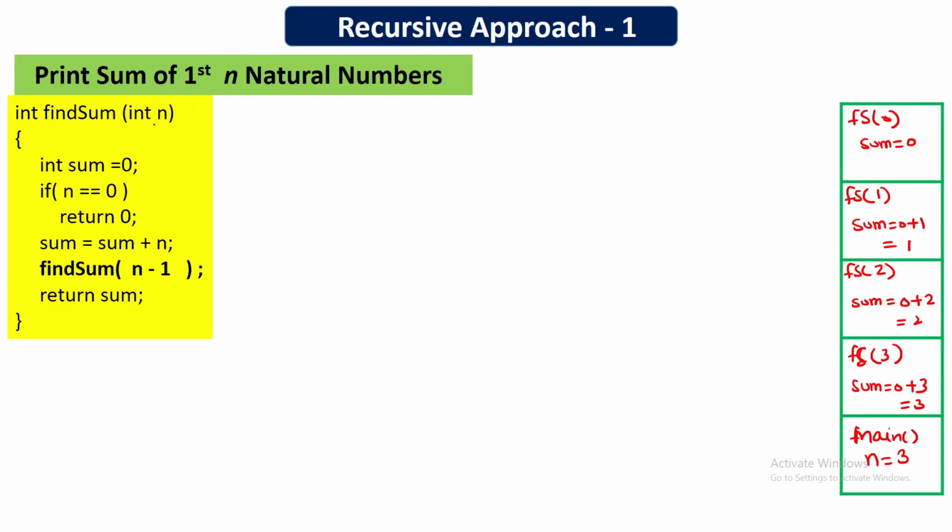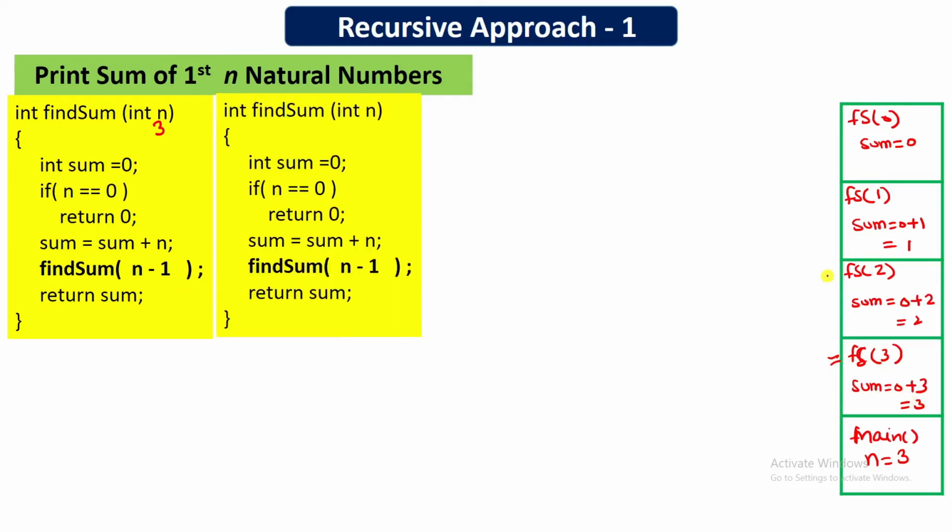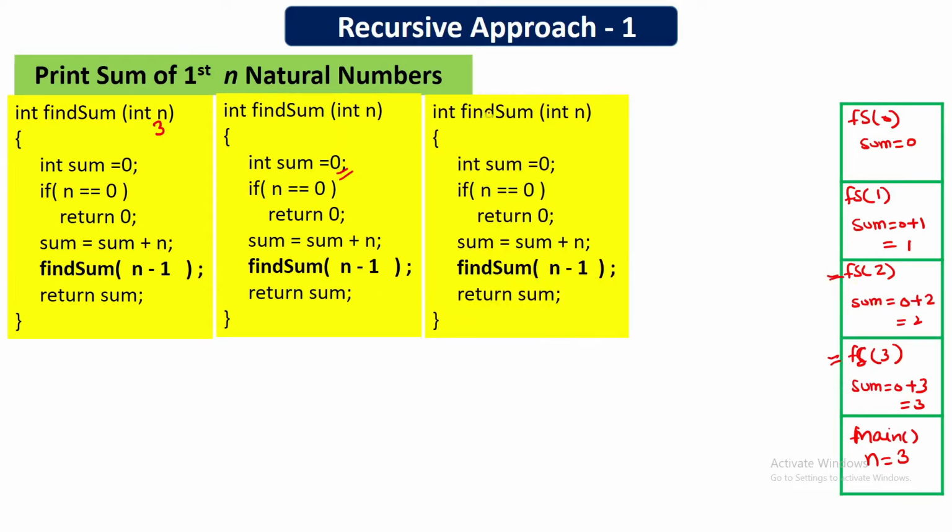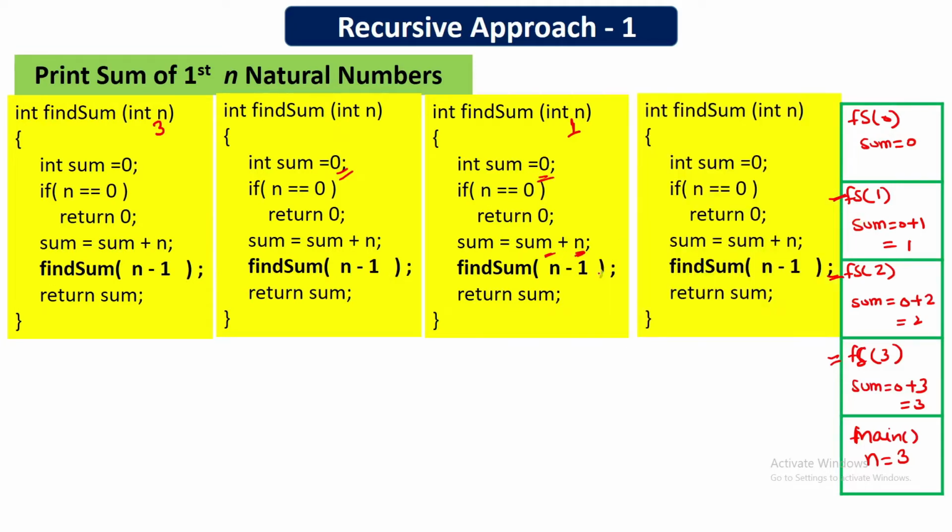So basically when findSum is called with 3, this findSum(3) was called, and this was 0 plus 3, right? And then again fs of 2 was called, so again sum was 0 plus 2, right? And then again it was called with 1. fs of 1 was called, again it was 0 plus 1, right? And then again it was called with 0 from here. So sum was 0, but n equal to 0, so 0 was returned as the sum. This is the sum of the 0 natural numbers, which is 0, so 0 was returned.